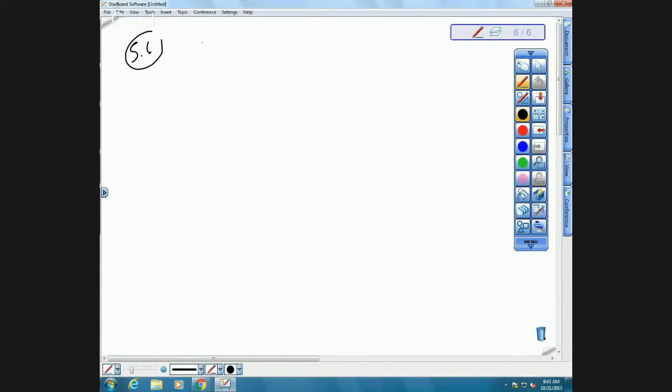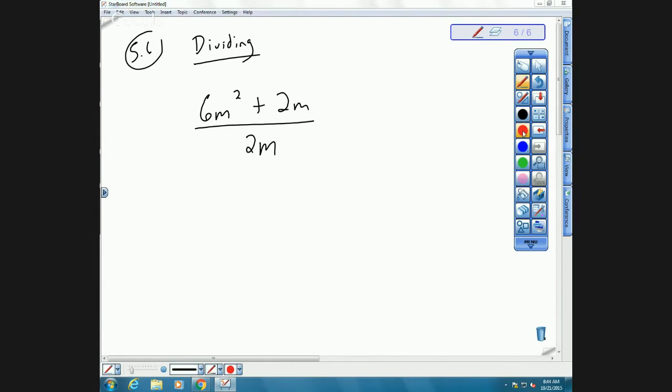Last part, the dividing. Dividing, the first part is dividing by a monomial, which you've probably seen before. 2m divided by 2m. So if you divide by a monomial, what you're really doing is, dividing is always the opposite of multiplication. So I have to divide every term in the top by 2m.